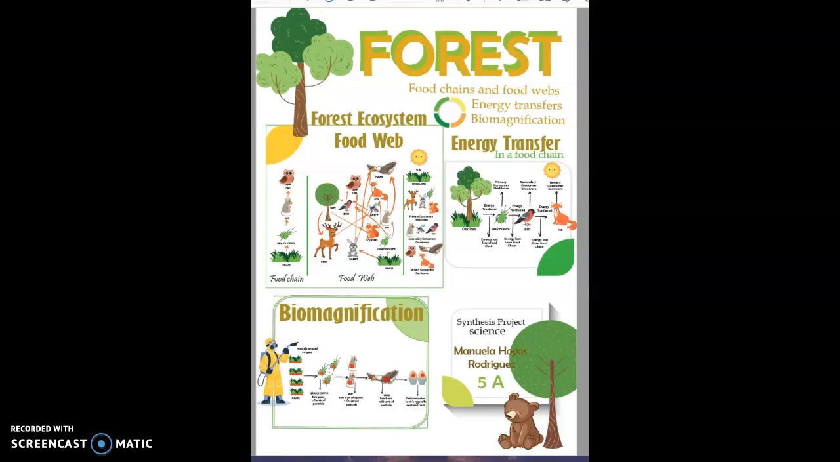Hi, my name is Manuela Hoyos and this is my synthesis project. The ecosystem I chose is the forest because there are a variety of animals and habitats.